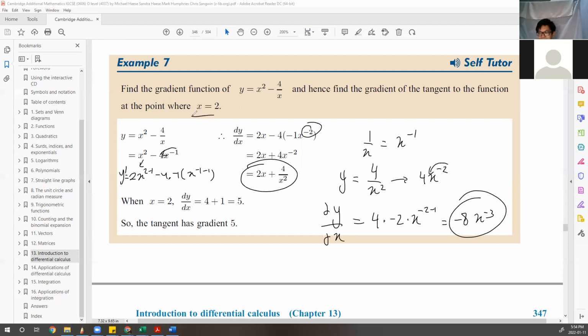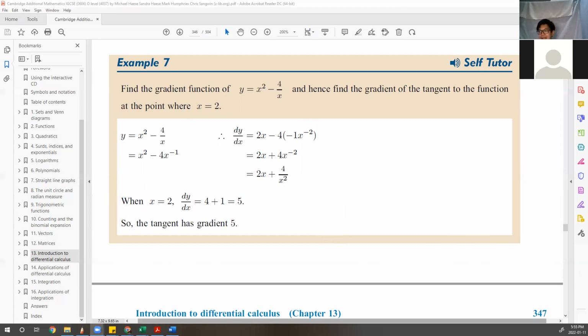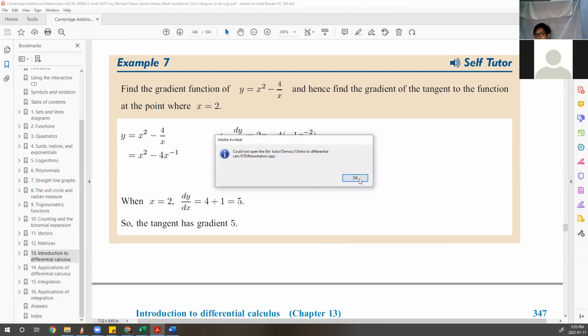And when x equals 2, just put the x as 2. See? 2 times 2, 4. 4 over 2 squared, 1. That's it. You just substitute the x, and then you will get the value of the tangent, the gradient of the tangent. Okay.